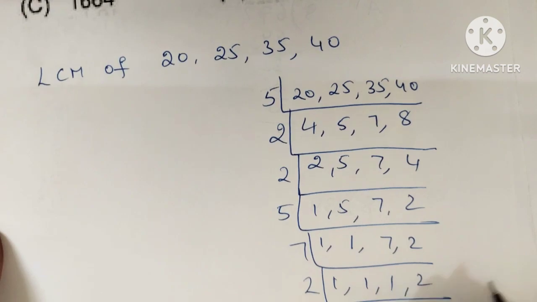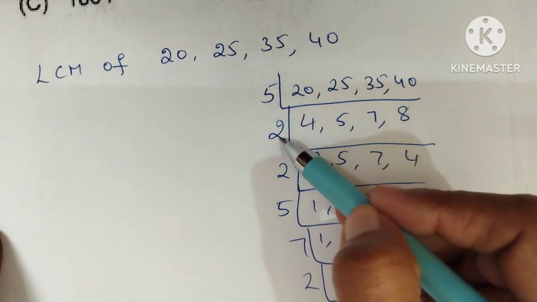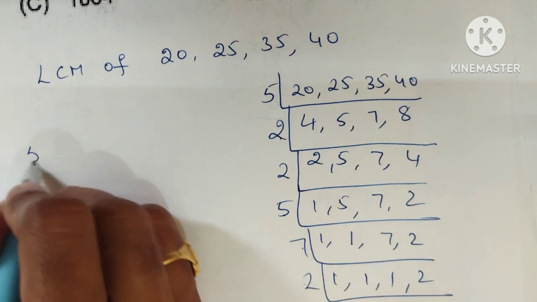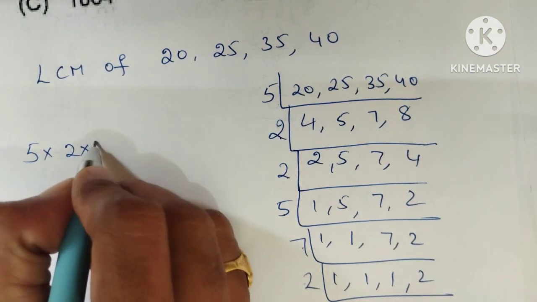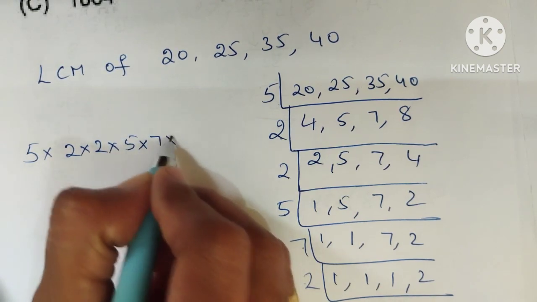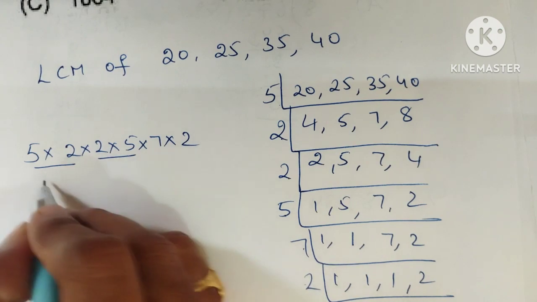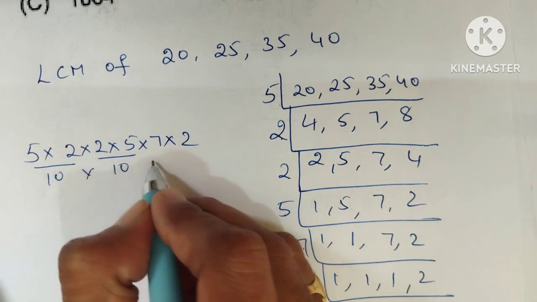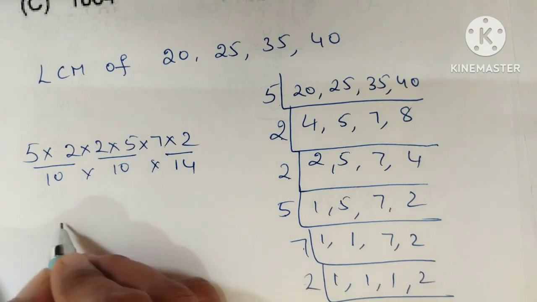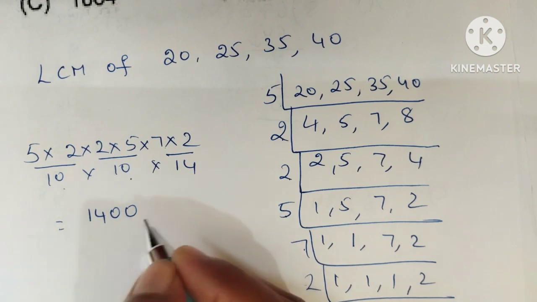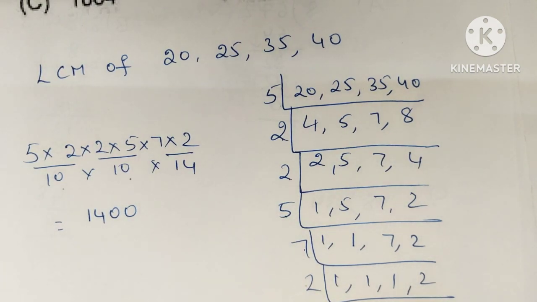So here the LCM is 5 into 2 into 2 into 5 into 7 into 2. 5 2s are 10, 2 5s are 10, 7 2s are 14. So 10 10s are 100, and 100 into 14 is 1400. So the LCM is 1400. Now we have to find the required number.